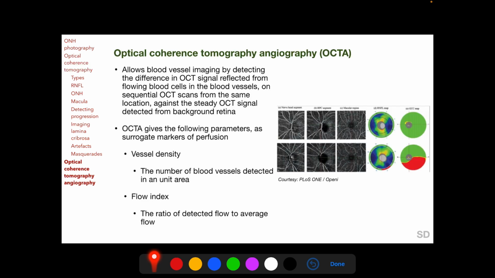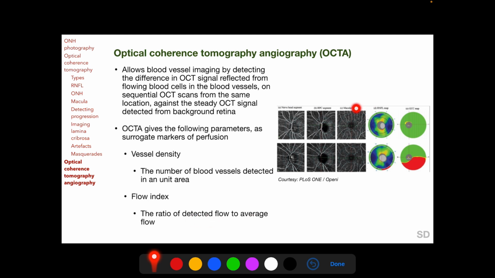Optical coherence tomography angiography or OCTA allows blood vessel imaging by detecting the difference in OCT signal reflected from flowing blood cells in the blood vessels against the steady OCT signal detected from background retina on sequential OCT scans from the same identical location. And OCTA gives the following parameters as surrogate markers of perfusion: the vessel density, which is the number of blood vessels detected in a unit area, and flow index, which is the ratio of detected flow to average flow.